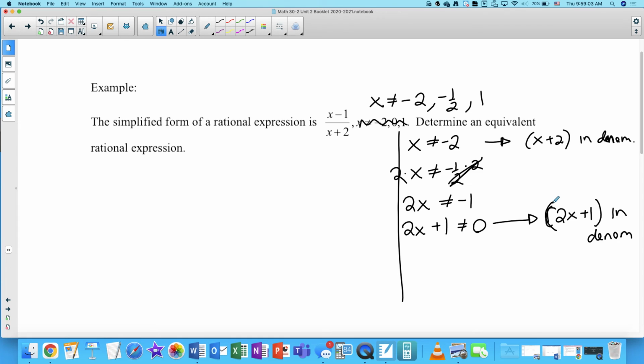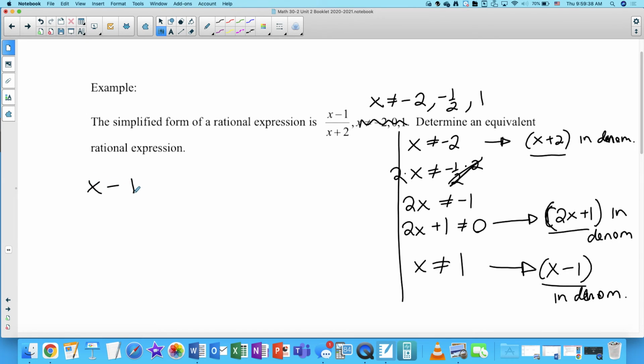Okay, so then let's actually look at this one as well. If x cannot equal 1, what factor would you have to see in the denominator? Right, x minus 1 in the denominator. Okay? All right, so let's put this all together. Now, firstly, we need to see 3 factors in the denominator. Are any of them already accounted for? X plus 2. Yeah, we've got an x plus 2. Okay, so actually this one's done. What we're missing is this one and this one.